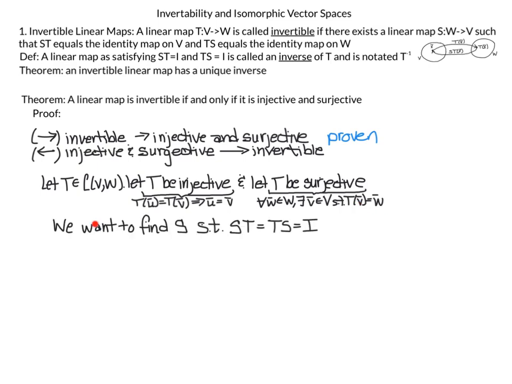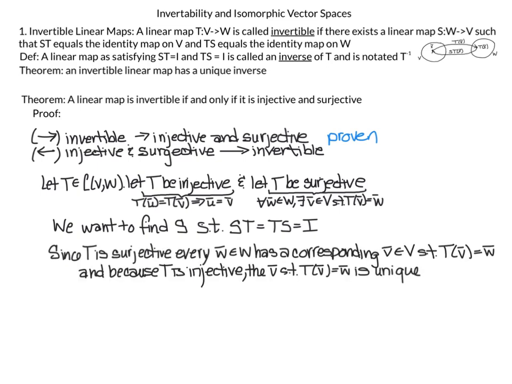To show now that T is invertible, we want to find an S such that S times T and T times S is equal to the identity. Since T is surjective, for every vector W in the space W, there's a corresponding vector V in the space V such that T of V equals W. And because T is injective, this vector V such that T of V equals W is unique.